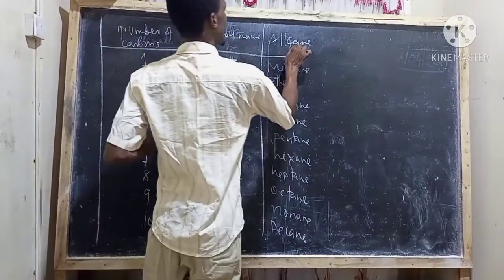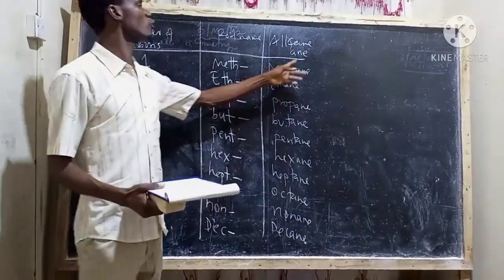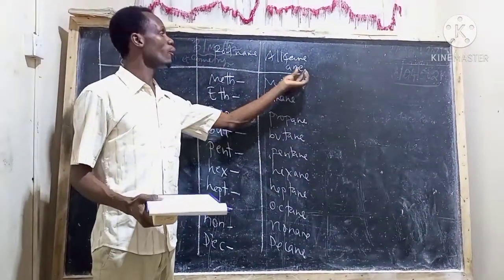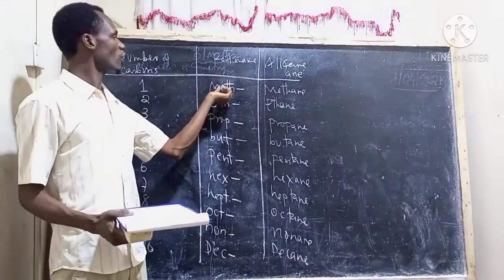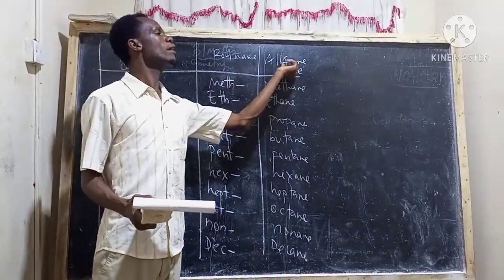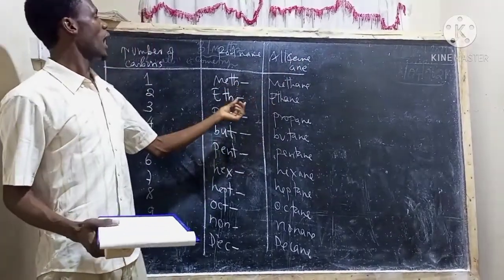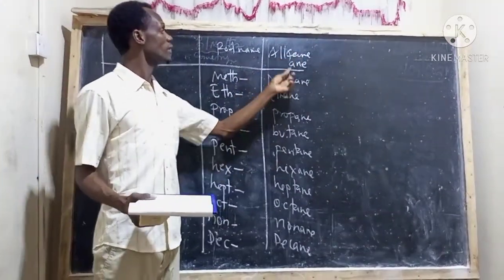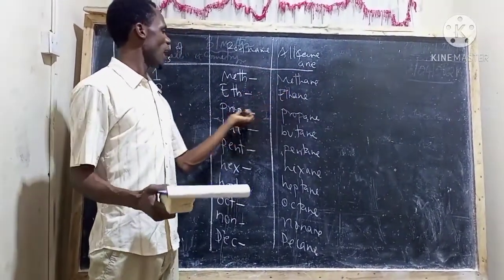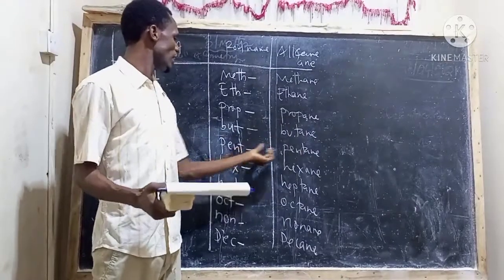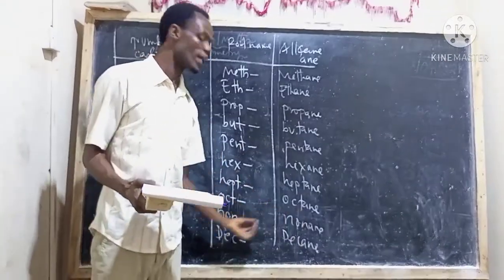It means I have added A and E to the root name, and this is what we call the primary suffix. It is what we add to the root name. Now the suffix is added according to the family of hydrocarbons. If you're talking about the alkane family, you add A and E. That is methane, ethane, propane, butane, pentane, hexane, heptane, octane, nonane, decane.